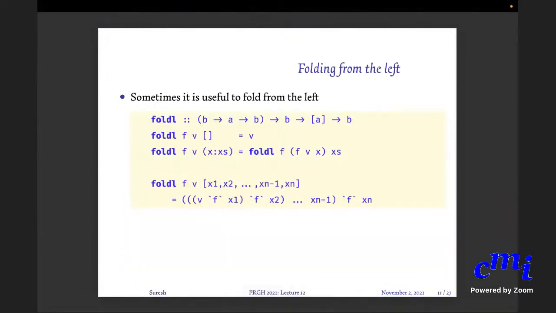Now fold from the left. Sometimes it is quite useful to fold from the left. We can sit and derive the types if we want, but for fold from the left, first let us focus on the equations. foldl f v of the empty list is v, and you want to do the combining from the left. So the way to treat it is that now you will treat v as something in which you accumulate. v is the result, and you keep accumulating the result as you walk through the list.